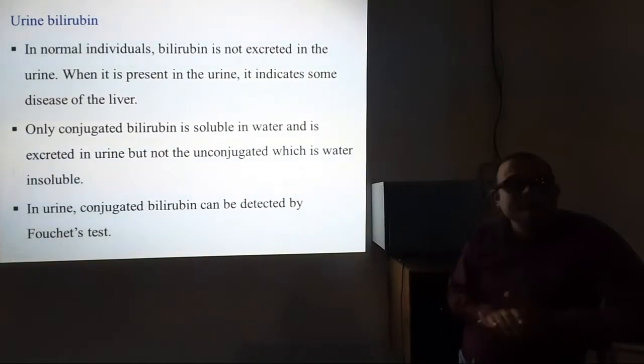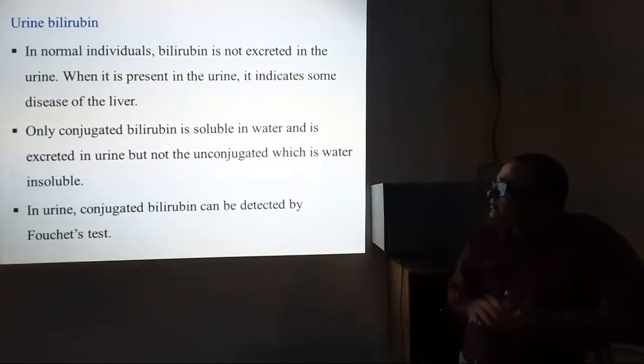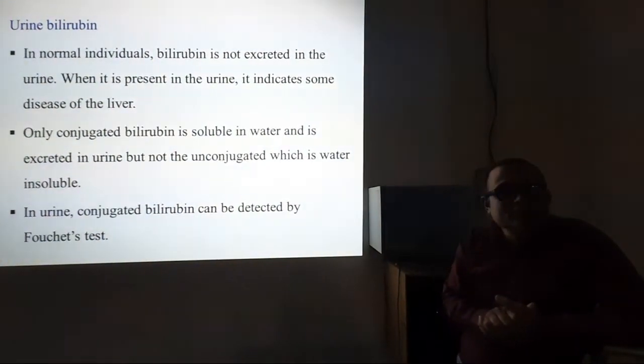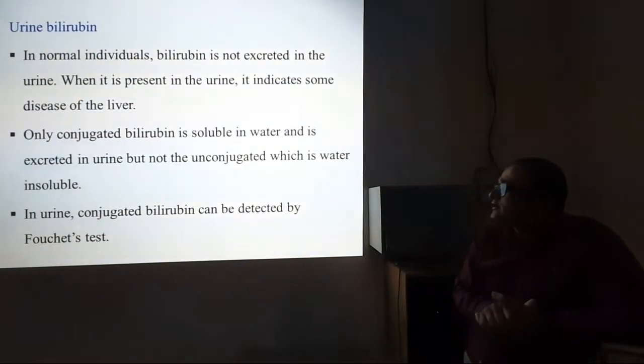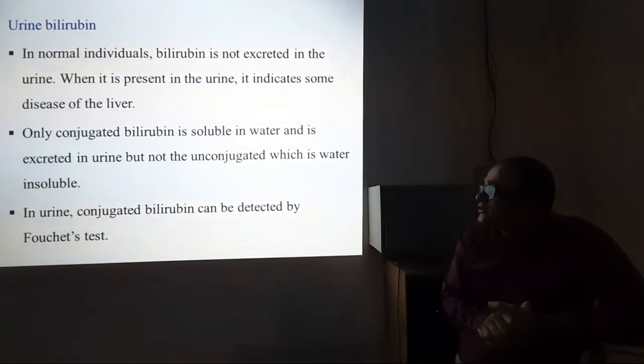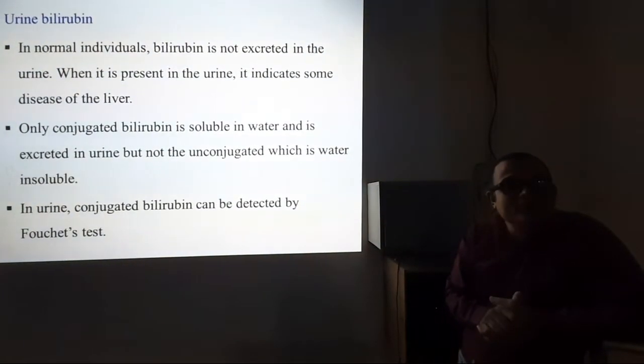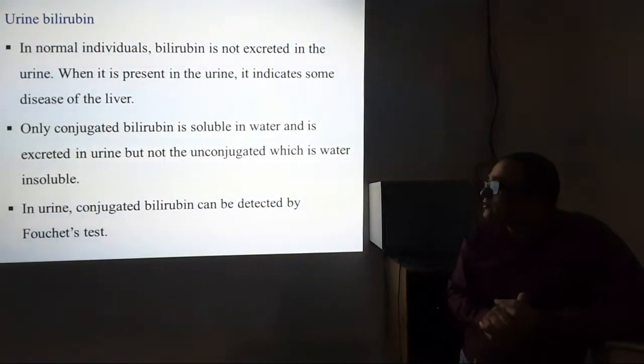As you already performed the test for bilirubin, the Fouchet test, you learned about the Fouchet test. The Fouchet test is done for detecting urine conjugated bilirubin. You have done it in abnormal urine.